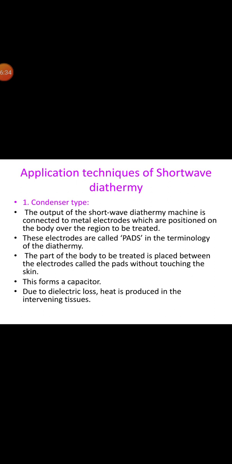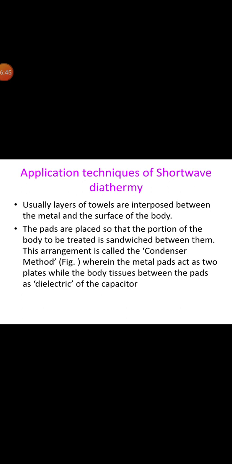Due to dielectric loss, heat is produced in the intervening tissues, and this diagram shows how the coil is wound over the body to form this short wave diathermy. Usually layers of towels are interposed between the metal and the surface of the body, and the pads are placed so that the portion of the body to be treated is sandwiched between them. This arrangement is called the condenser method, wherein the metal pads act as two plates while the body tissues between the pads are the dielectric of the capacitor, and the radio frequency output is applied to the pads.